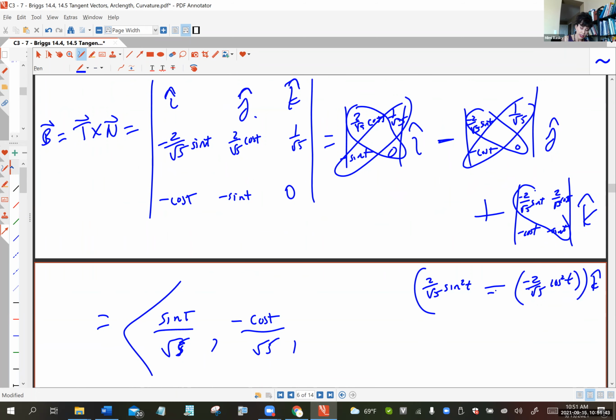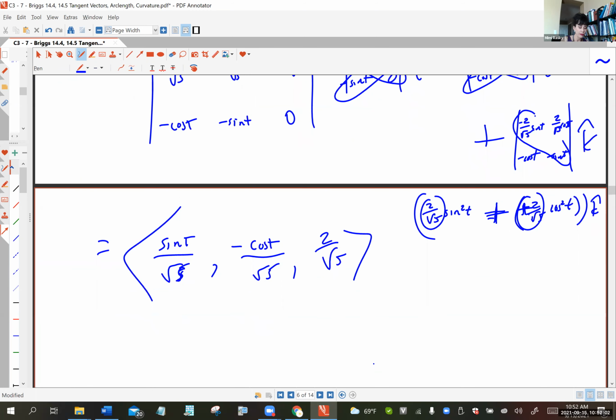But then a minus minus is really a plus. And then once again, you have a common factor of 2 over square root of 5 that if you factor it out, you get the other factor of sine squared plus cos squared, but that's 1, yay. And then you see it just reduces to 2 over square root of 5. And we win. Here's the binormal vector. So this is big B. So we're almost ready to finish out this problem.